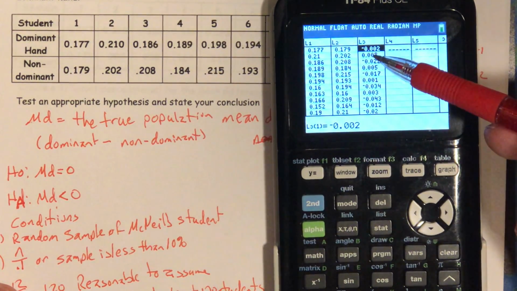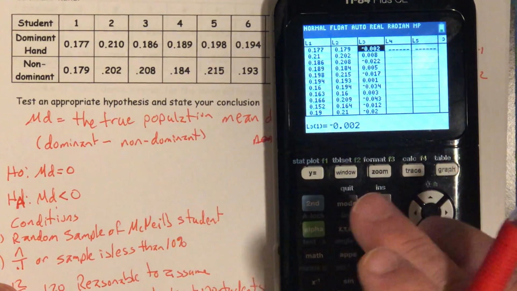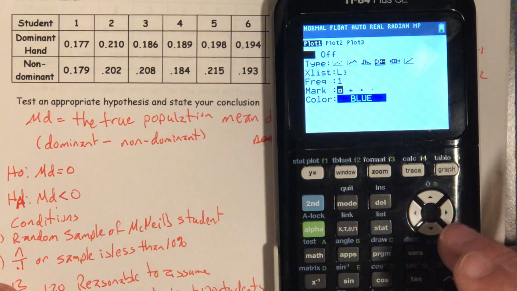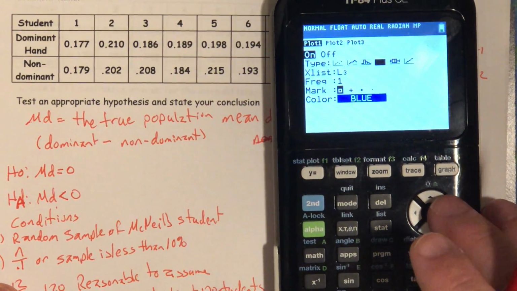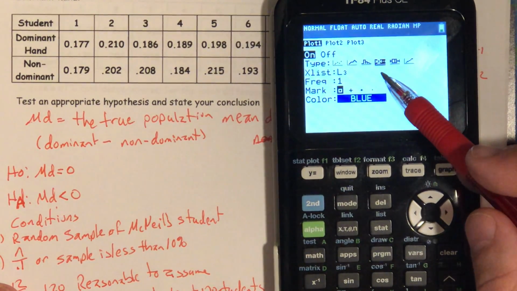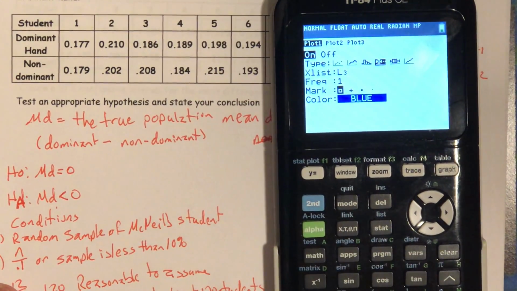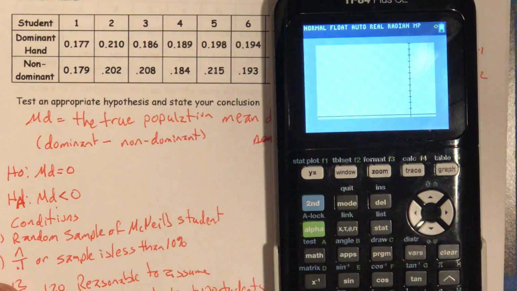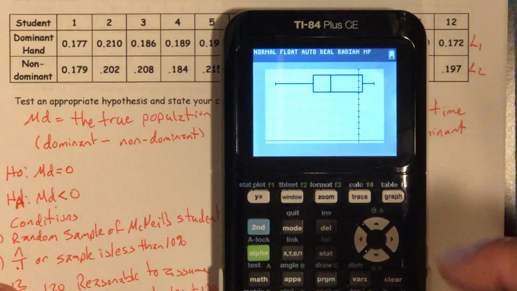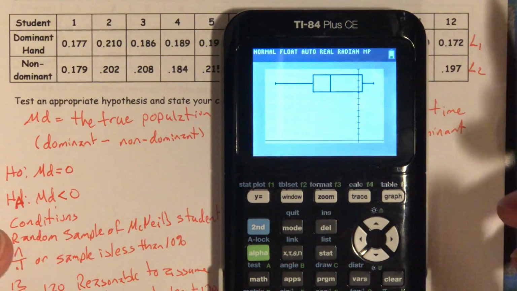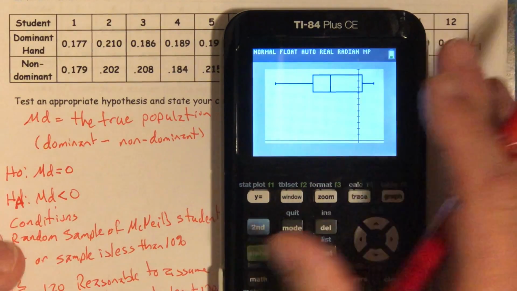Now that I have the differences listed, I need to go ahead and do my box plot. So second stat plot, press enter, make sure it's turned on, highlight the box plot that actually shows outliers. We need our X list being L3, so second 3. Frequency should be 1. Then we press zoom 9. When I look at it, it's kind of weird, but if I look at this distance versus this distance, about the same. I don't have any outliers.